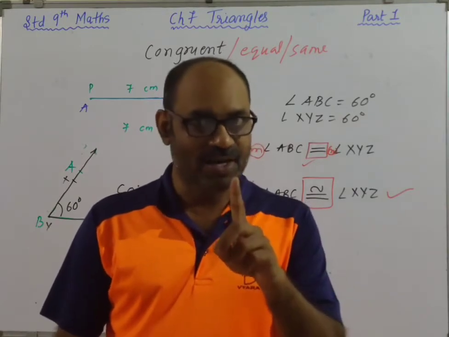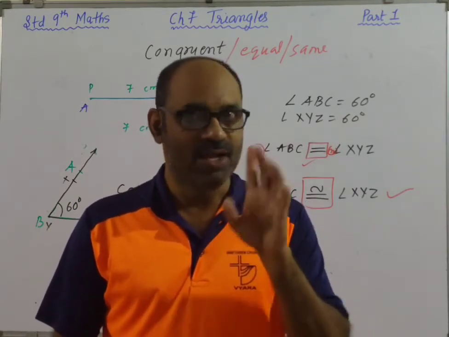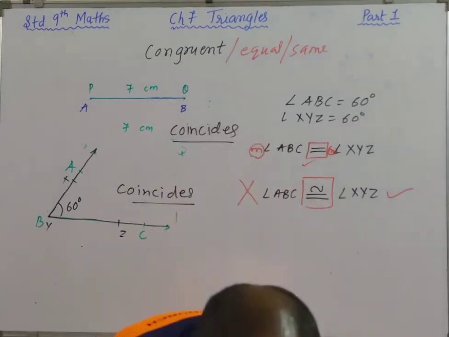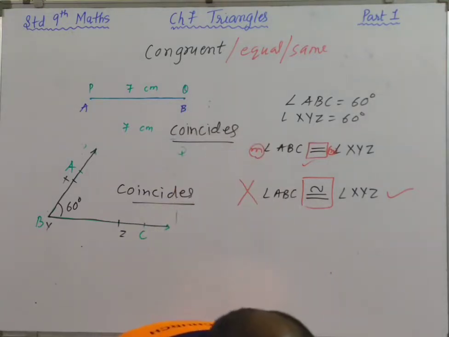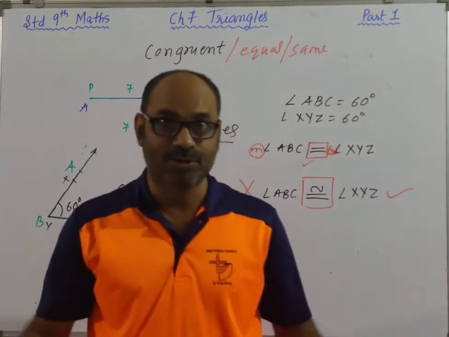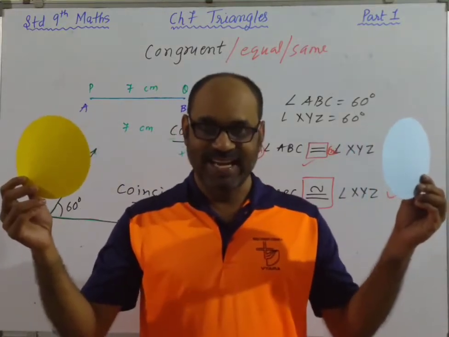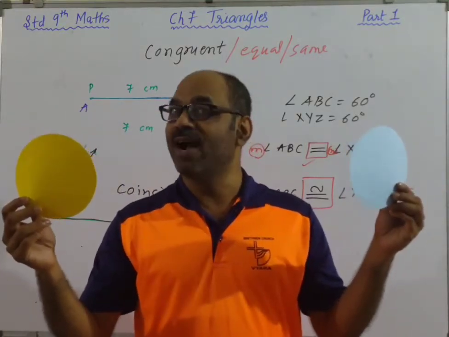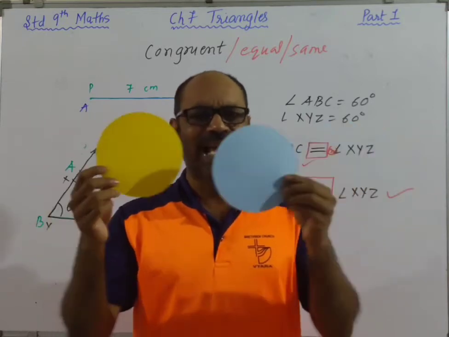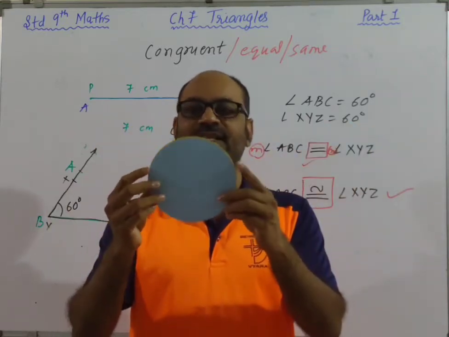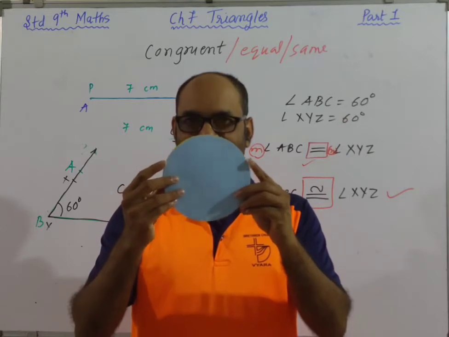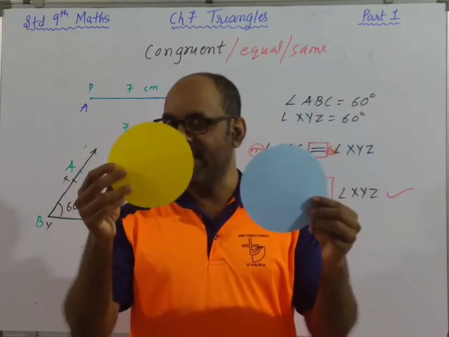Are you getting me, children? आपकी समझ में आ रहा है? Sure, fine. Look, I've got two circles. Correct? Are they congruent? बस आप देख लीजिए whether they are coinciding or not. एक है blue, एक है yellow.